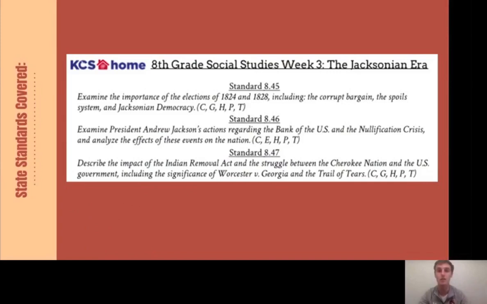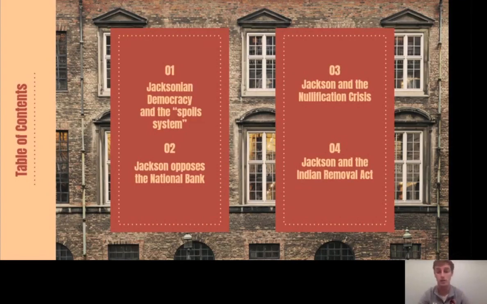But for us, we need to know that we're focusing on 3 separate standards. The Jacksonian era is actually its own module. I'm going to break down the 4 main things that we're going to focus on today. You should leave this lesson being able to understand Jacksonian democracy and what the spoils system is. You need to leave knowing that Andrew Jackson opposed the national bank specifically because he wanted to give more power to the states. You're going to understand what the Nullification Crisis is and how it is connected to federal versus state power. And then you're going to understand how Andrew Jackson is involved in the removal of the Cherokee people from the Southeast. So those are our big 4 goals to understand.